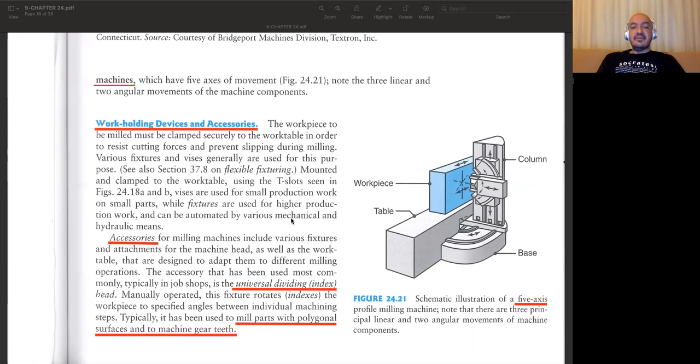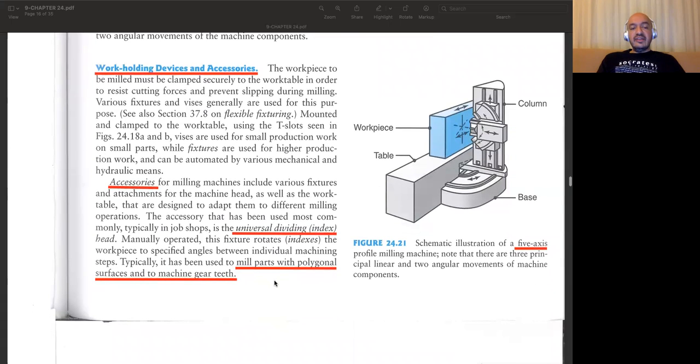And if you want to actually produce some kind of gears or complicated profiles having special angles, then you may need to use universal dividing heads. We are going to install this head onto the table, and then with the help of the settings there, you can rotate your workpiece to specified angles and then do the machining operation.